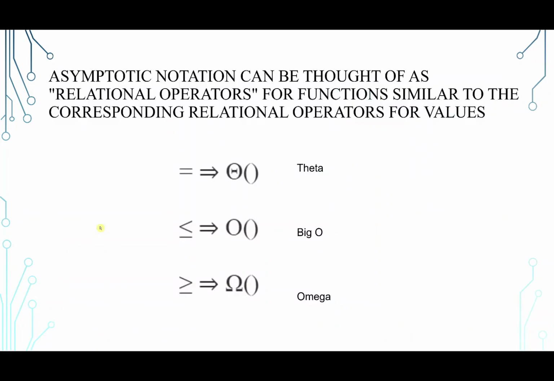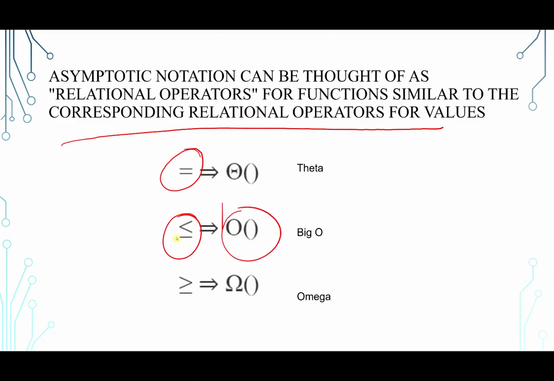So asymptotic notation can be thought of as relational operators for functions, similar to the corresponding relational operators for values. If they're equal, then it's big theta. If it's less than or equal, it's big O. If it's greater than or equal, it's big omega. What is being equal? What is being less than or equal? What is your equation?